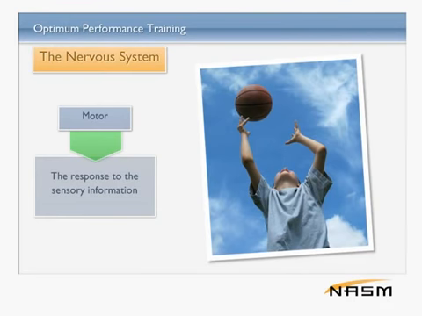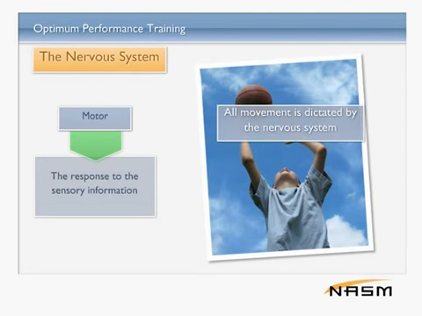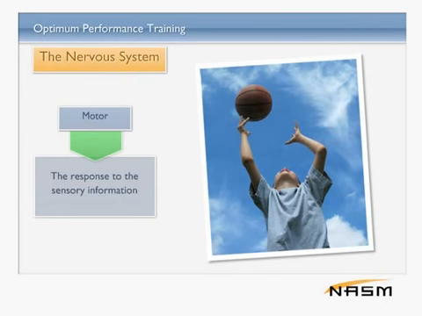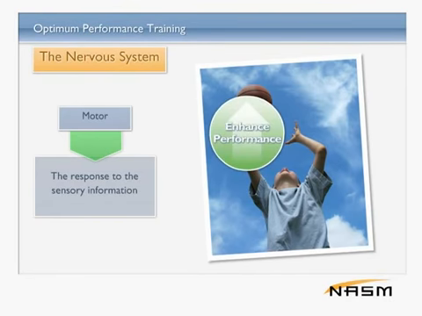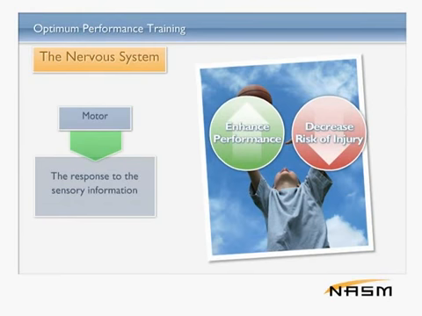The key aspect to note here is that all movement is directly dictated by the nervous system. Thus, it becomes important to train the nervous system efficiently to ensure that proper movement patterns are being developed, which enhances performance and decreases the risk of injuries. This important concept will be discussed throughout the remainder of the course. Let's now review the major components of the nervous system.